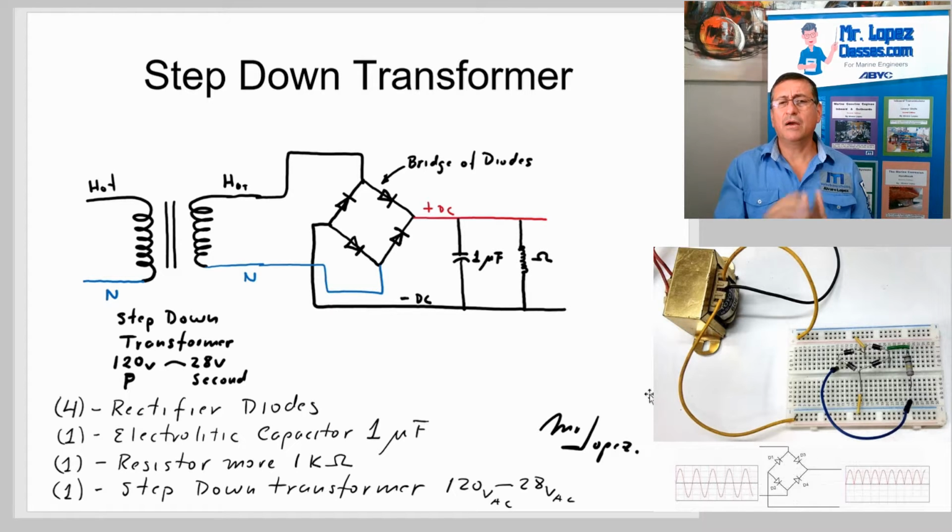It's nothing. And we are going to buy these elements: 4 rectifier diodes, 1 electrolytic capacitor with a capacity of 1 microfarad, and 1 resistor with a value superior to 1 kilo ohm. You don't need to buy the step-down transformer. I am going to provide the step-down transformer, and you only connect your circuit board with my step-down transformer. At the end, we are going to check how the process of rectification was and if your rectifier is working properly.